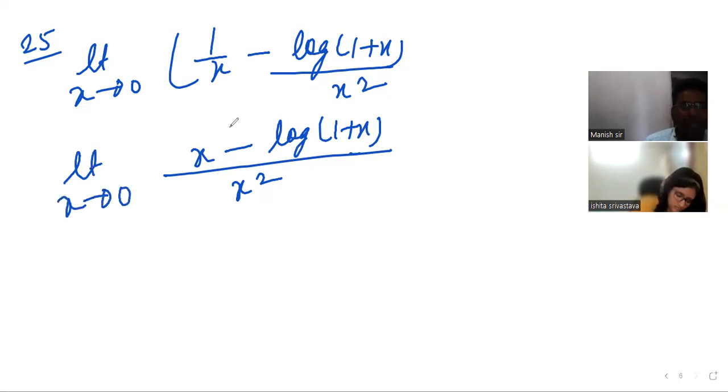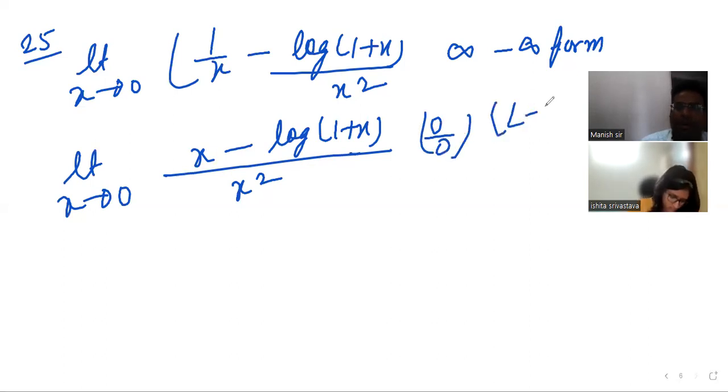Why have we taken the limit here? See, I will show you the proof. When we put x is equal to 0, 1 upon 0 will be infinity. So it is nothing but the infinity minus infinity form, right? Now after taking the LCM, it has become 0 by 0 form. So now you can apply L'Hospital rule.